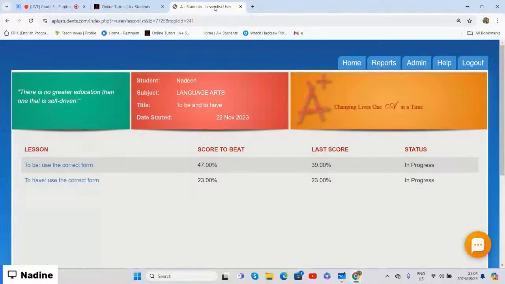Today, we'll be doing our grade 3 English lesson, to be and to have. And before we start, we're going to log on to aplusstudents.ca.